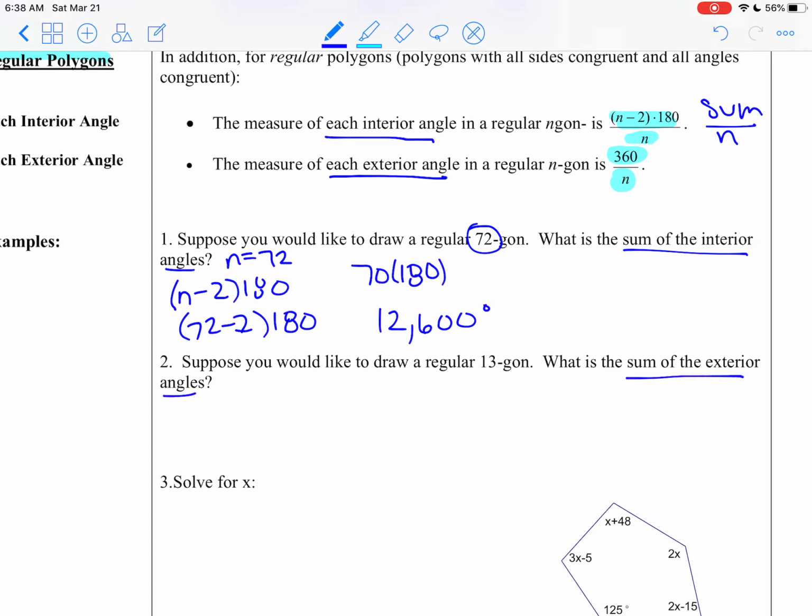Suppose you'd like to draw a regular 13-gon. What's the sum of the exterior angles? Well, we just talked about it. All exterior angles always sum to 360. We don't have to do anything.